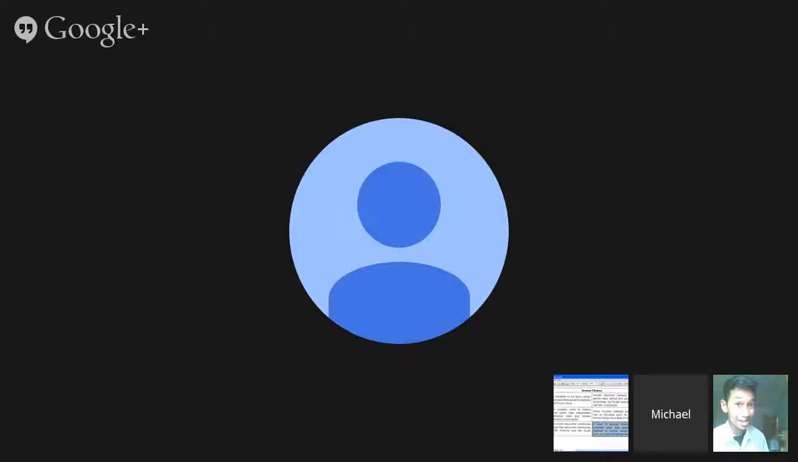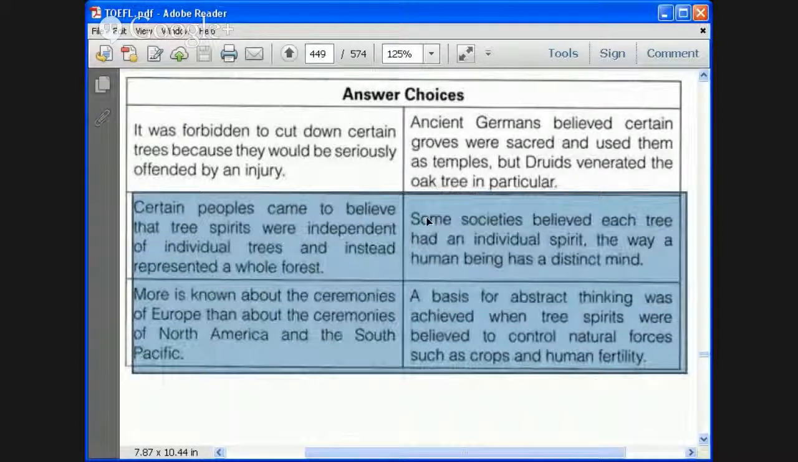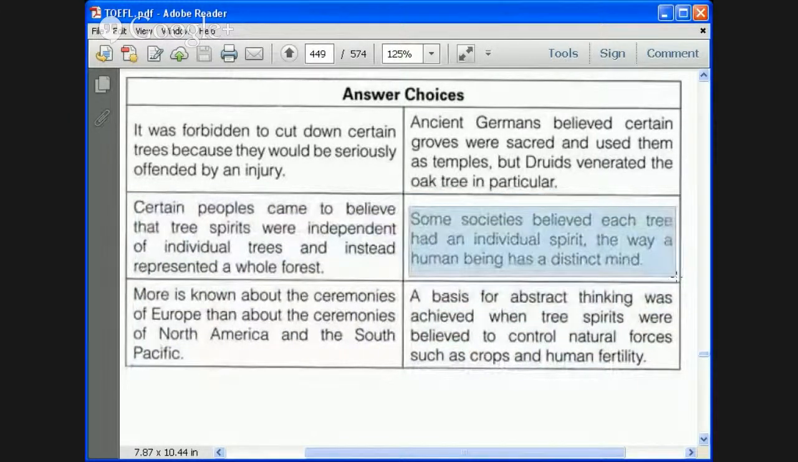A basis for abstract thinking was achieved when tree spirits were believed to control natural forces such as crops and human fertility. Well, we're looking at all four of these, but you seem pretty confident in this one. This is a yes. The top two are no's.